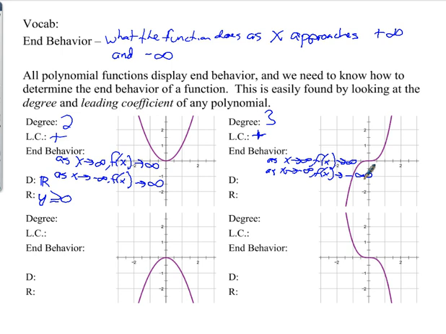Domain, any x values that can't get graphed? Okay, so it's all real numbers. How about range? All the y values are getting graphed here, so this one's all real numbers.